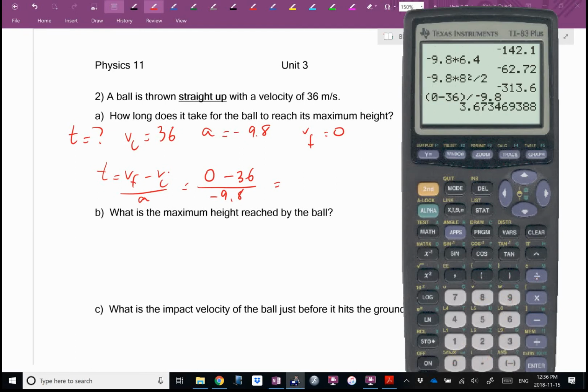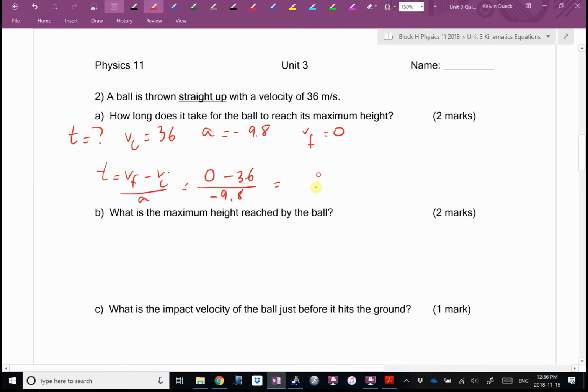You get 3.6734. I'll go 3.67. 3.7 seconds. Probably should go 3.7 because it's 2 sig figs. My rule of thumb in physics, if we're making up questions, we're not doing actual labs, go to 3 sig figs. That's a good compromise between reasonably accurate but not stupidly accurate. 1 mark for the equation, half mark for the numbers, half mark for the answer.